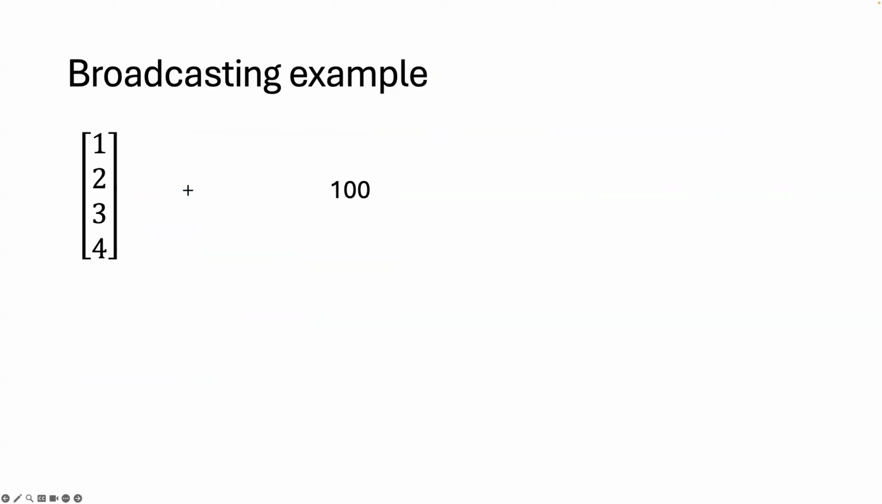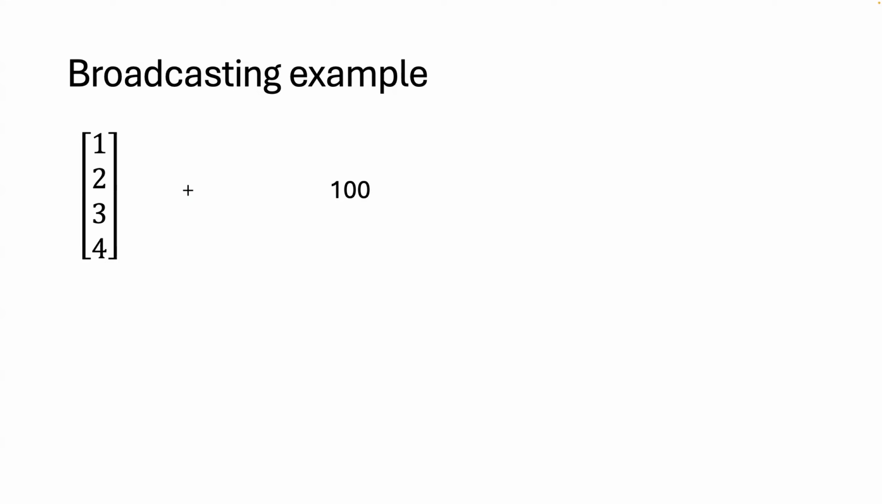Here's the equation that we're going to do, and we're going to go through some examples of broadcasting, how it actually happens, and the logic behind it in Python. So if you take a 4 by 1 vector over here and add it to a constant number, for the sake of example, we're going to assume that this number is 100.